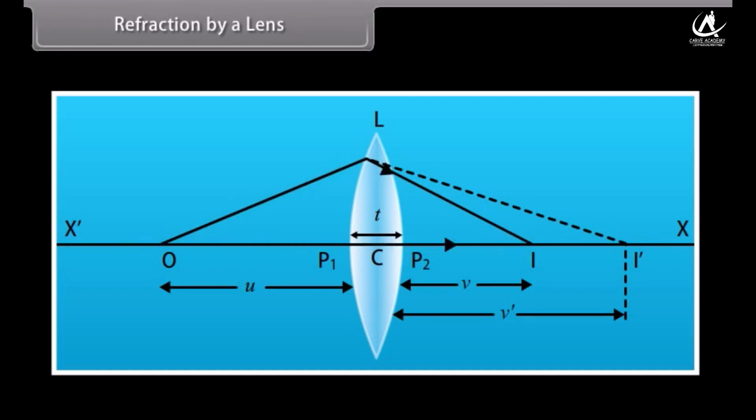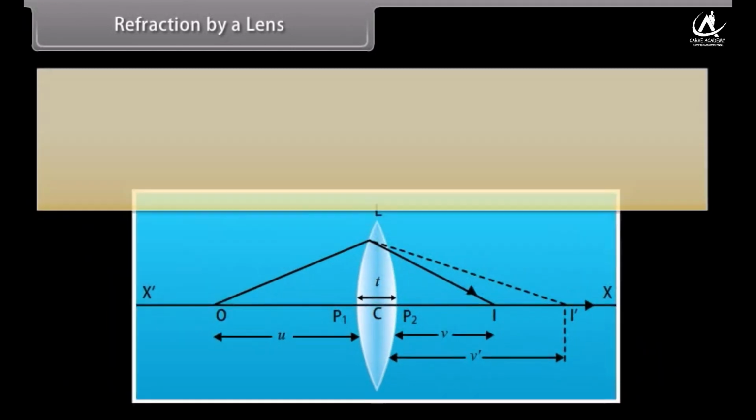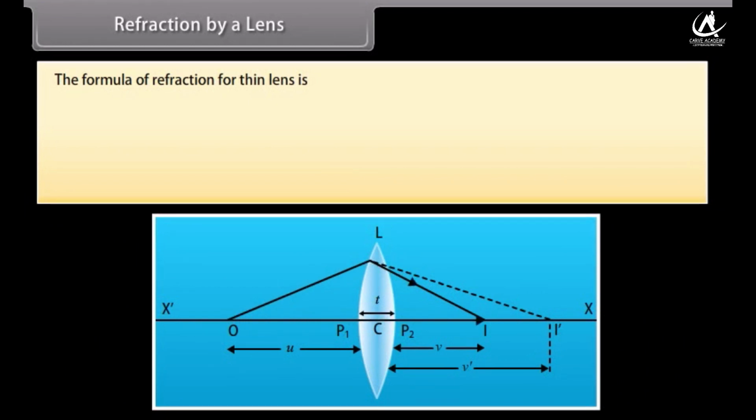O is a point object on the principal axis of the lens. The distance of O from pole P1 is U. The first refracting surface forms the image of O at I' at a distance V' from P1. The image I' acts as a virtual object for second surface, and after refraction at second surface, the final image is formed at I. The formula of refraction for thin lens is.